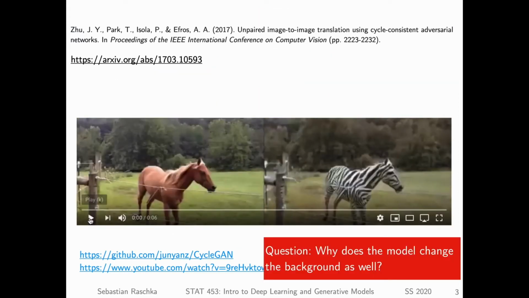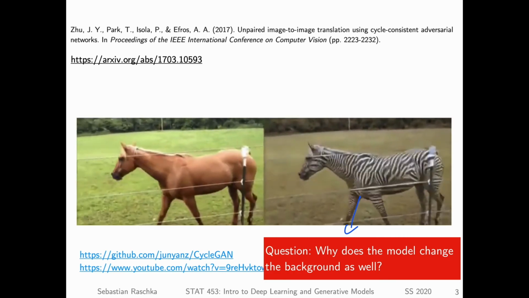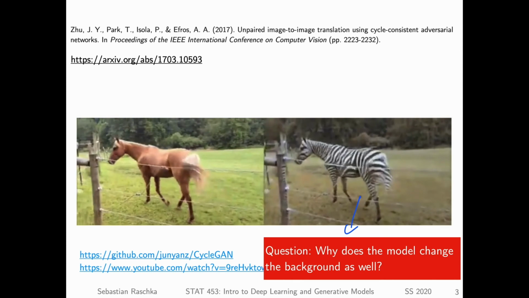One more thing, I just see I added a note to ask you a question here. The question is, why does the model change the background as well? It doesn't only change the horse inside the video, but also the background. If you watch the video again, pay attention to the background. You can see that the background is now more brown than before. As a question for you, why do you think the background changed also? Why did the color of the background change? Maybe if you have a good hypothesis, you can post that answer on Piazza and we can discuss that further.